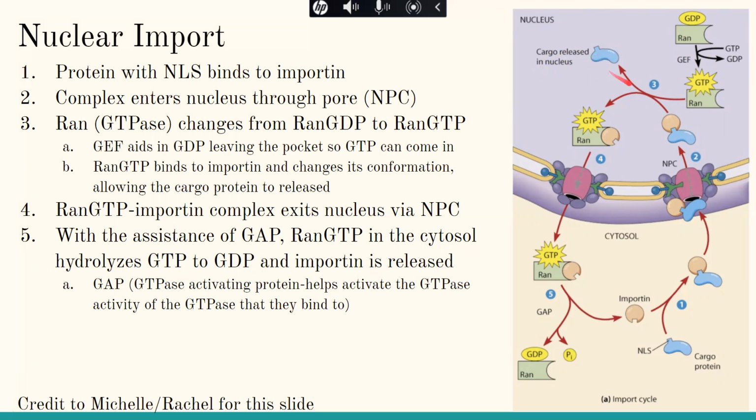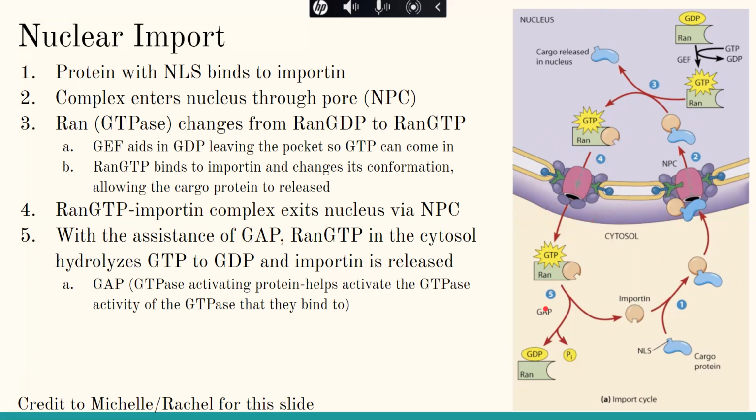And so now RAN GTP is bound to importin because importin needs to be bound to RAN GTP to exit the nucleus. So it can continue the cycle of bringing proteins into the cell. So it exits the nucleus once again through the pore.